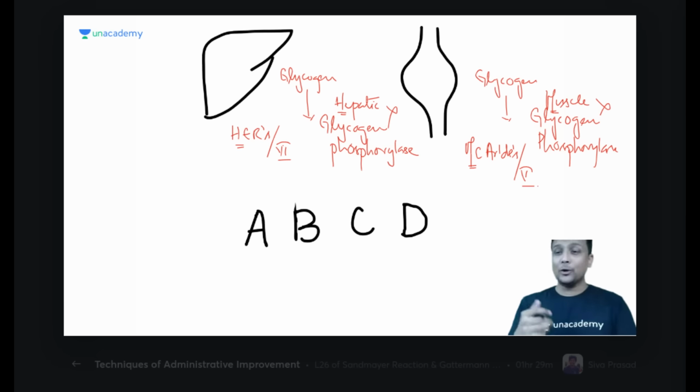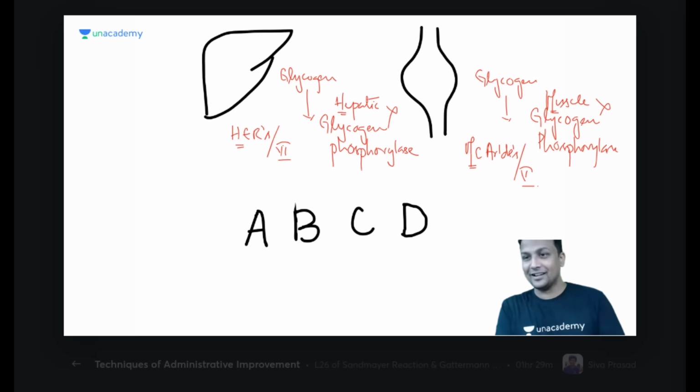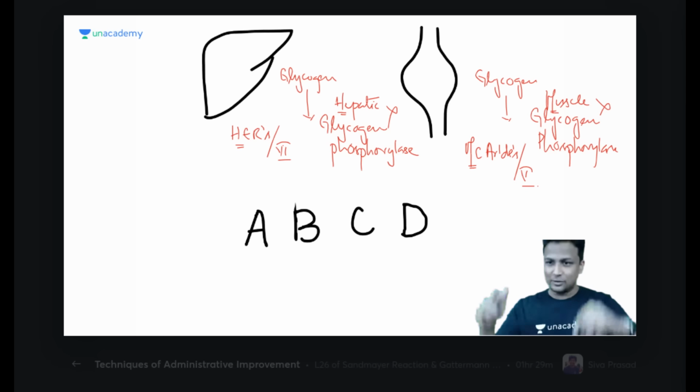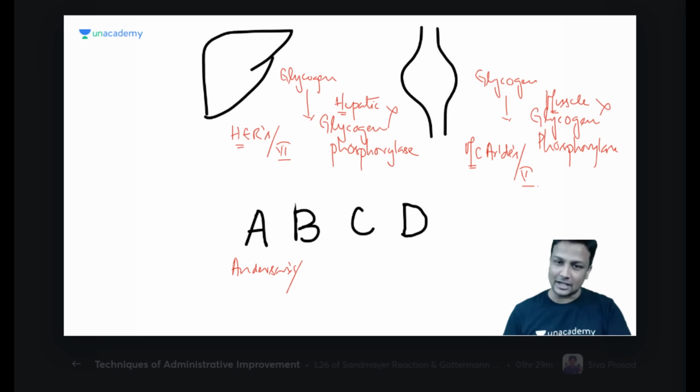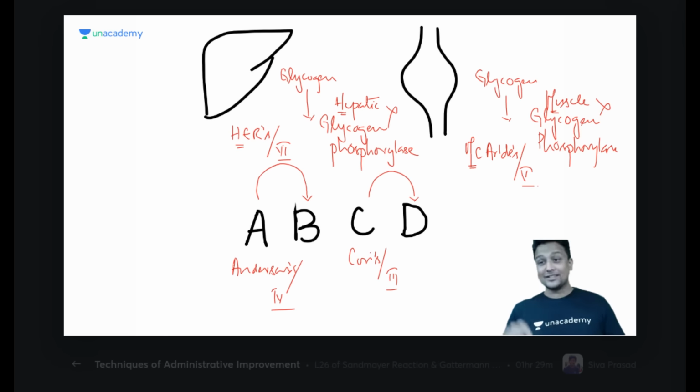And now, my dear friends, welcome to ABCD. You all know very well, A, B, C, D. A for apple, B for ball. Forget that from today onwards. A for Anderson's disease, and Anderson's disease is type 4. Type 4 Anderson's disease is due to deficiency of branching enzyme. And then C for Cori's disease, and Cori's disease is nothing but type 3. Type 3 is for debranching.